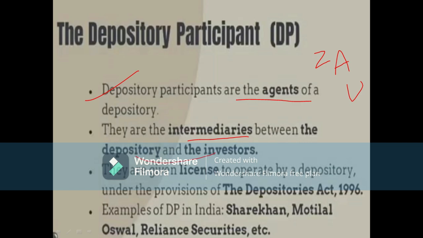They are given a license to operate by a depository. A license is given to these depository participants by the depository, because they act as intermediaries between the company and investors. Examples, as I have given: Zerodha, Angel, Upstox, Sharekhan, likewise many of them are there.